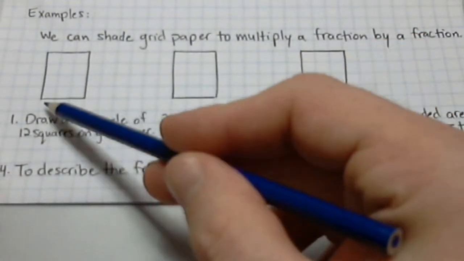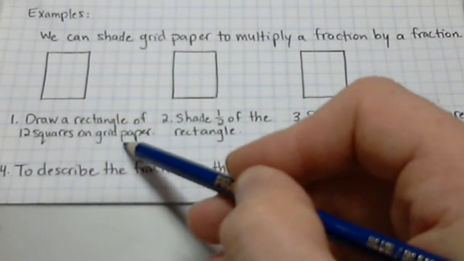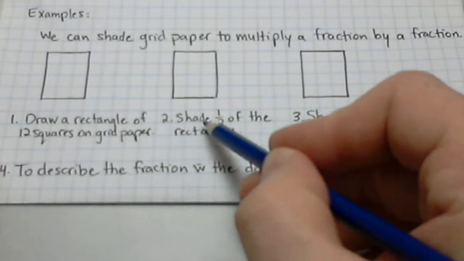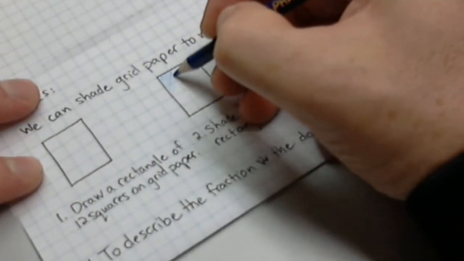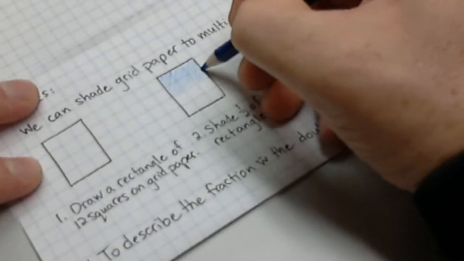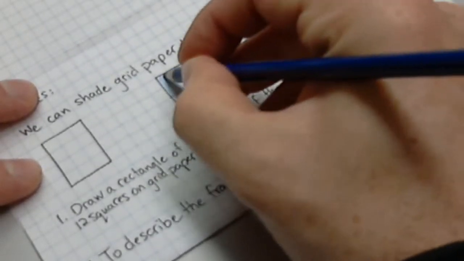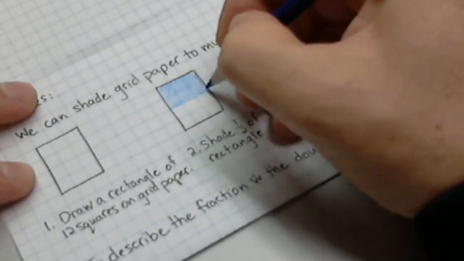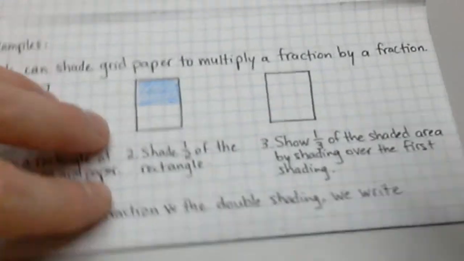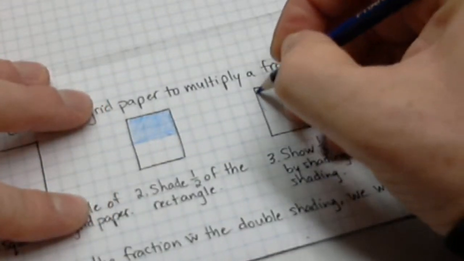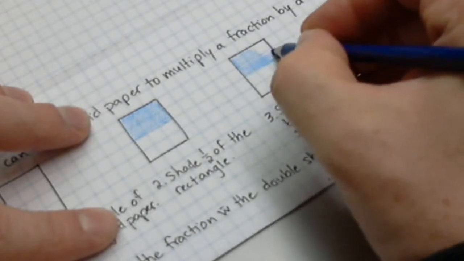The first instruction says to draw a rectangle of 12 squares on grid paper, which we have done. Then I'm going to shade half the rectangle. I'm going to shade it this way. So I have half of it shaded. Then I need to keep that shaded over here as well to show that it's still being shaded.